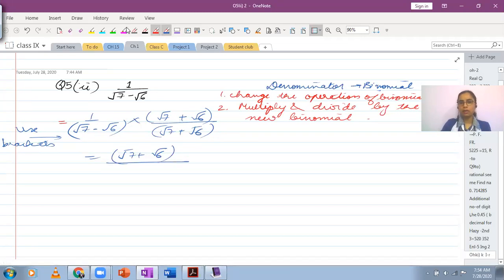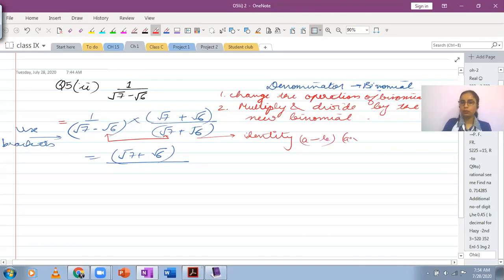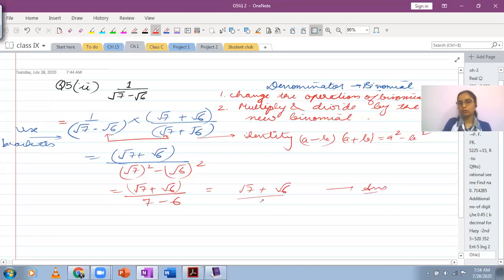In the denominator, I have an identity applicable. So if you want to write down, this is the identity. Now this is not required to be written in the exam. This is only for you, in case you want to remember how come you obtained the next step. So this will give me root 7 squared minus root 6 squared. Simplifying further, you've got 7 minus 6 in the denominator. This actually becomes 1, which can be ignored. So your answer is this. And right now the denominator is 1, which is a rational number.